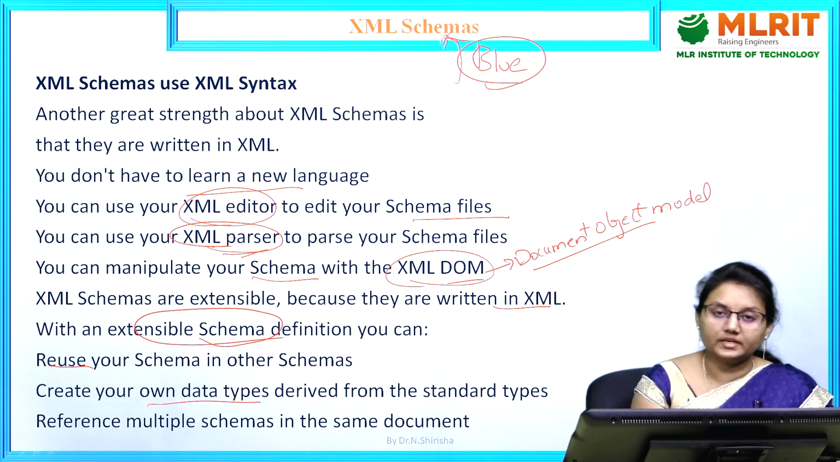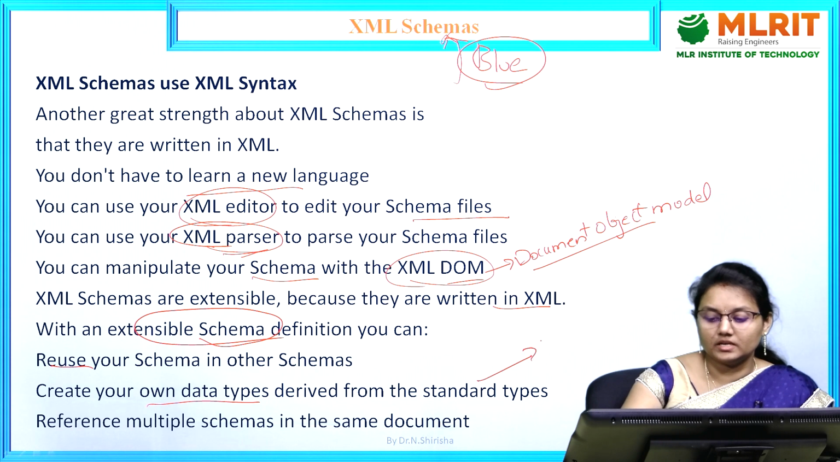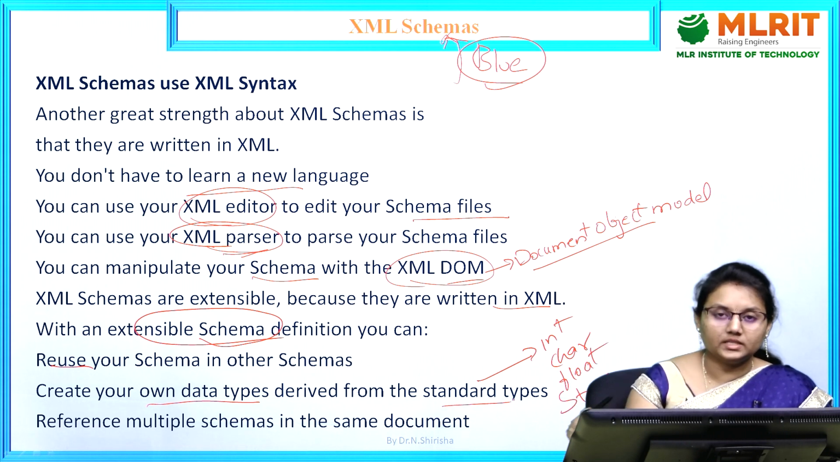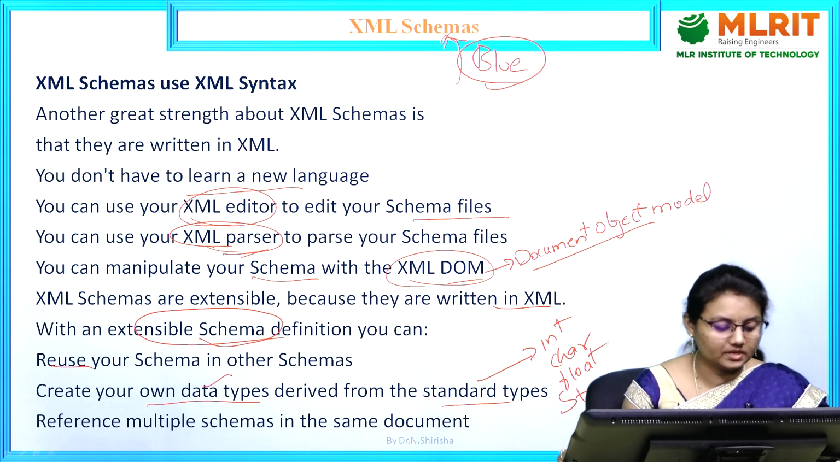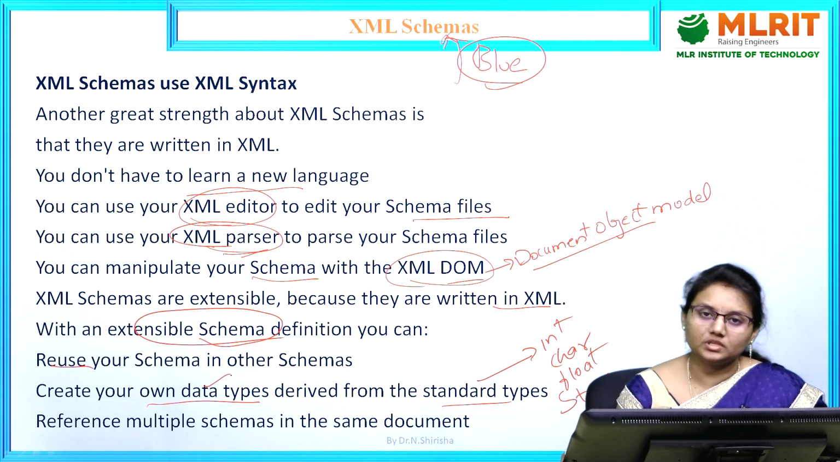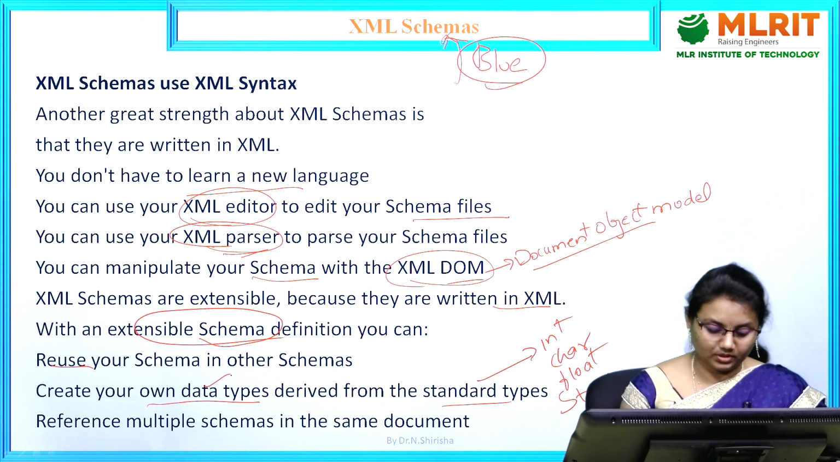Create your own data types. Here we can create our own data types from the standard data types. Standard data types you can use are int, char, float, string. Like that you can give standard types, and from there you can also use your own data types and reference multiple schemas in the same document. Within the same document you can write multiple schemas. One schema can be used in the other schema. So these are all the advantages of schemas.